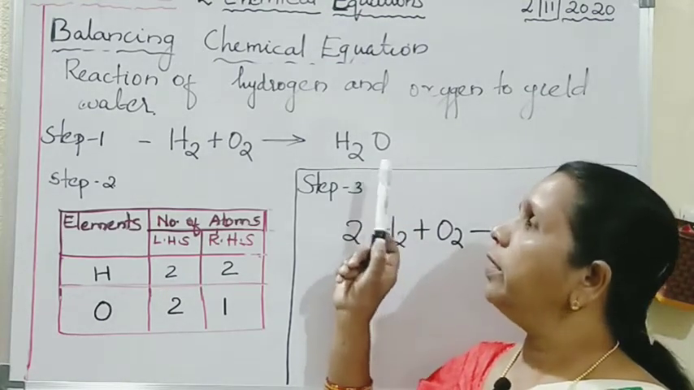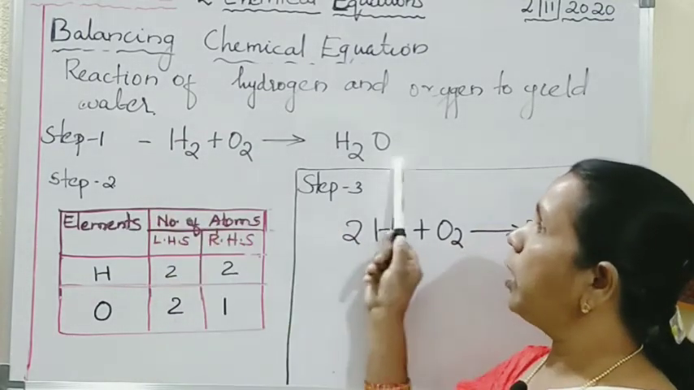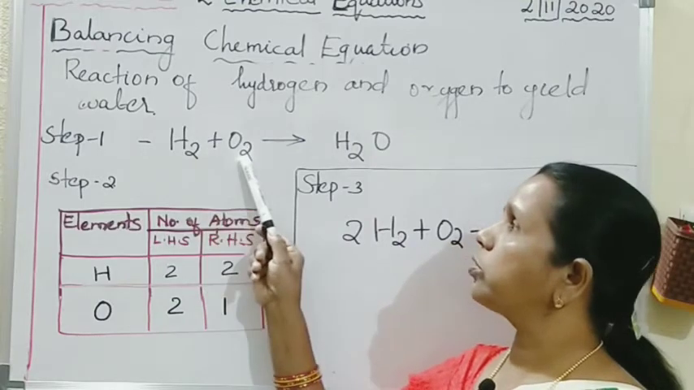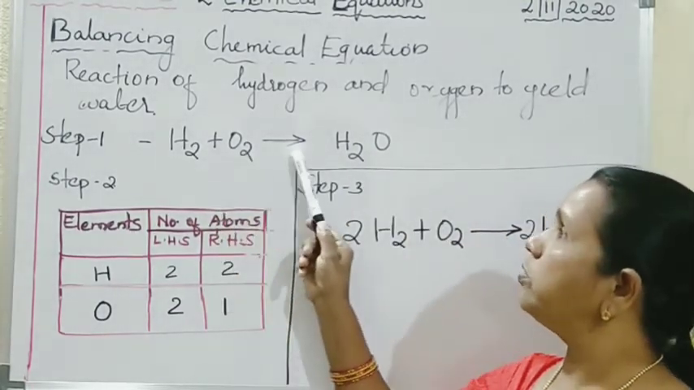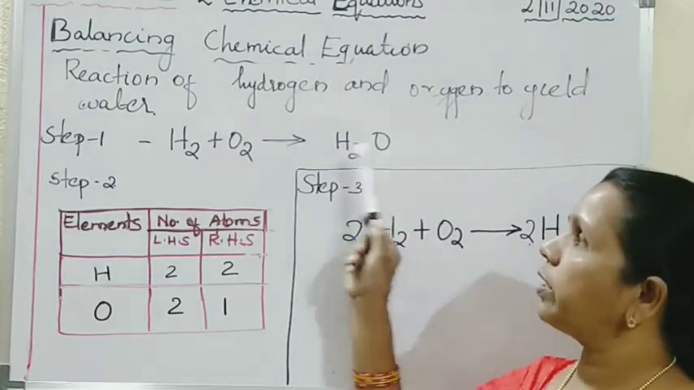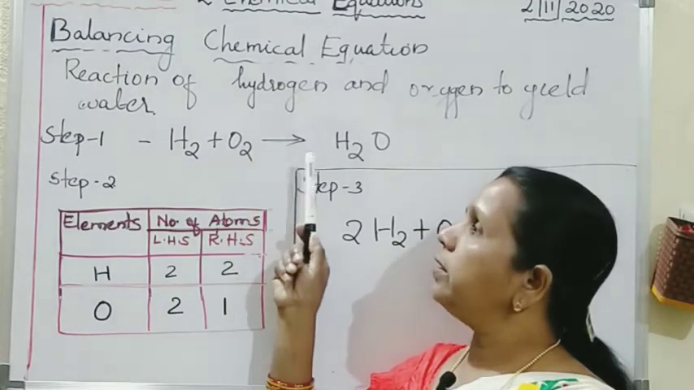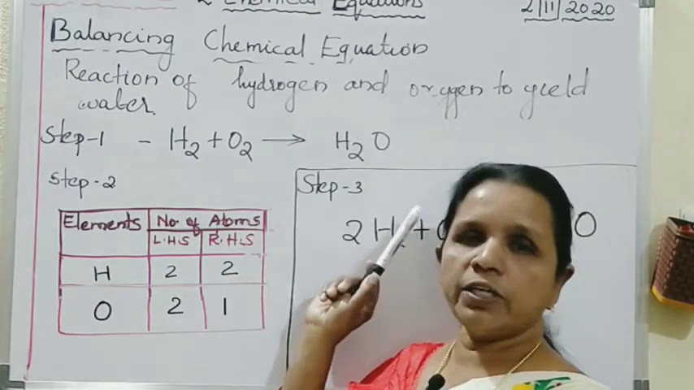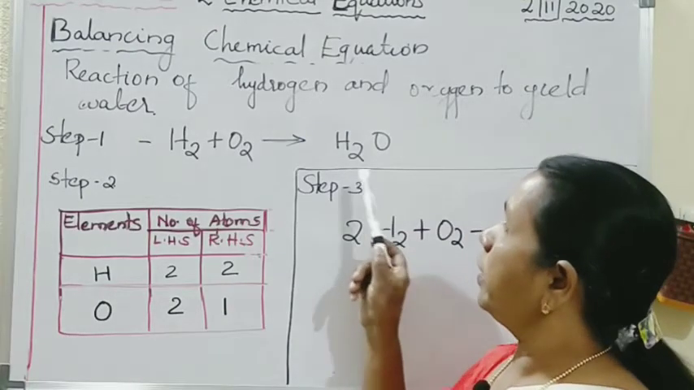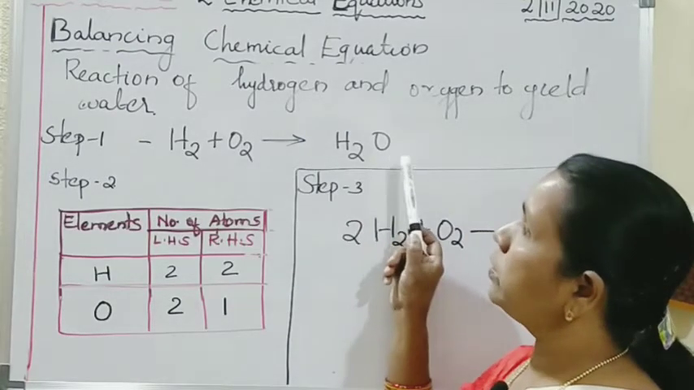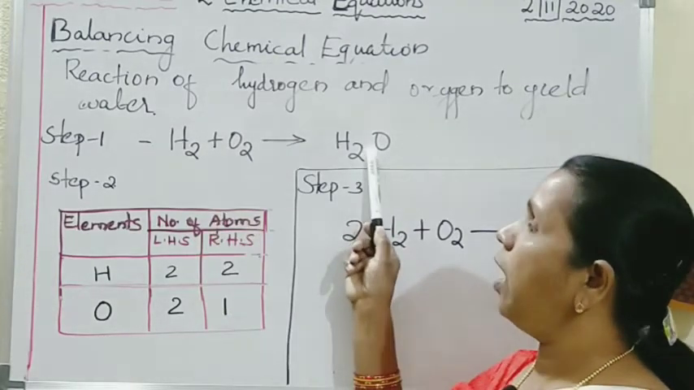Now, here we wrote the unbalanced equation for hydrogen plus oxygen gives rise to water: H2 plus O2 gives rise to H2O. H2O means water, H2 hydrogen, O2 oxygen. Step 1 we already wrote. What is step 2? Compare the number of atoms of the elements on both sides, LHS and RHS.